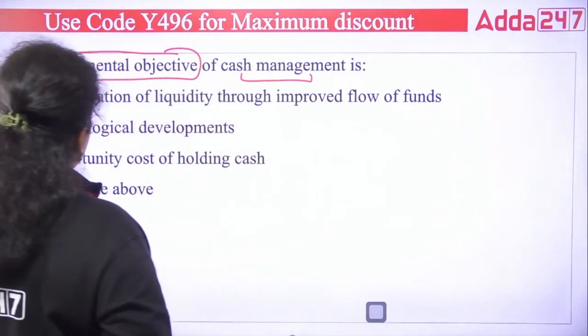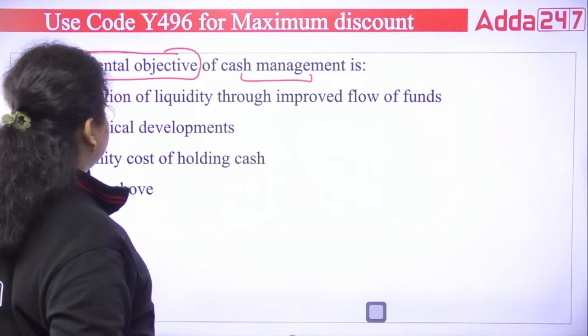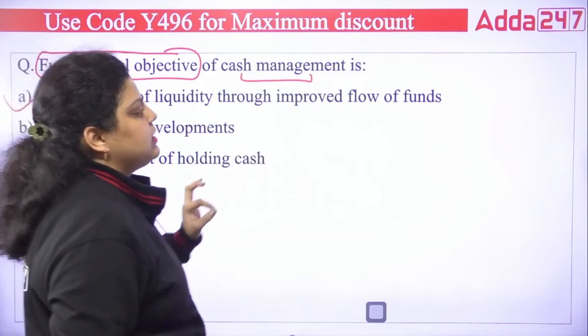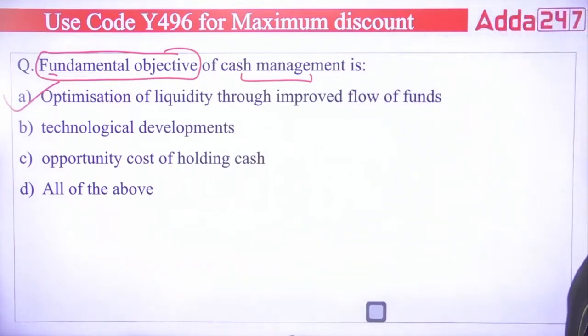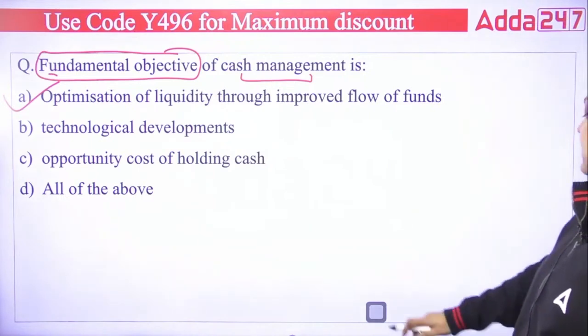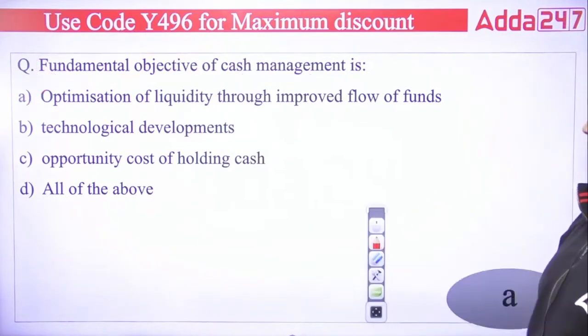And the right answer is A, optimization of liquidity through the improved flow of funds. Okay, so through the improved flow of funds, that is what the fundamental objective of cash management is saying. So the right answer we have is A.